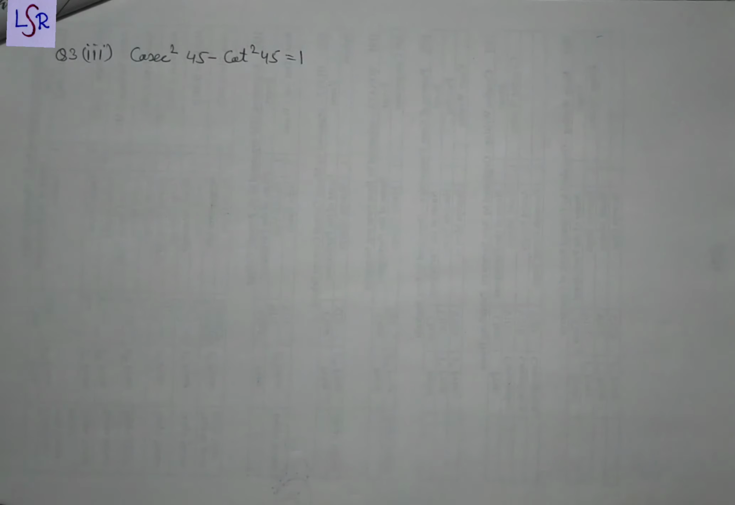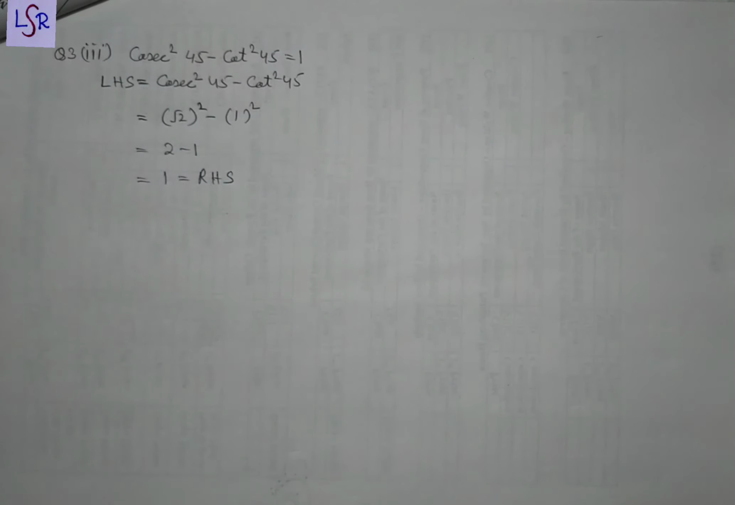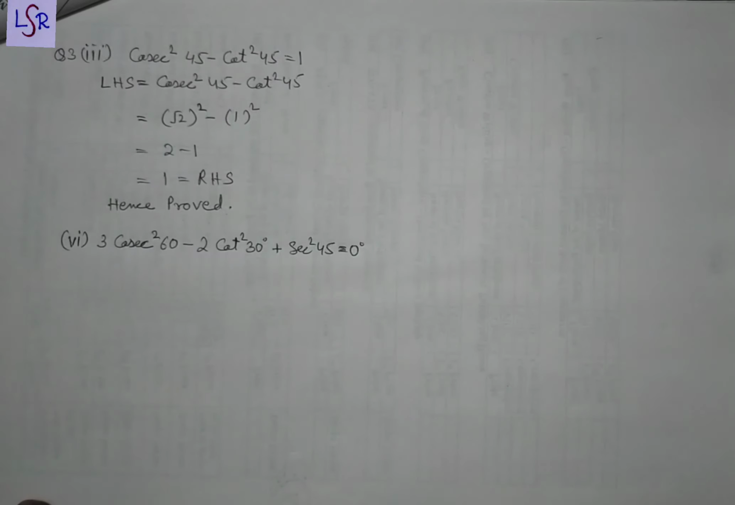Let's go with one more part of this. Here cosec square 45 minus cot square 45 equals to 1. Again we are going to start with the LHS, and here we get √2 square in place of cosec 45 to the whole square, and 1 square in place of cot 45 to the whole square. And now this will become 2 minus 1, which is equal to 1, and that is equal to RHS, and hence proved.